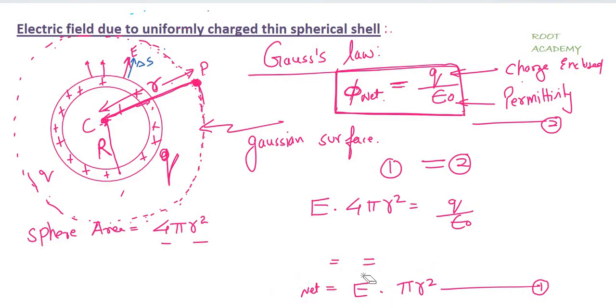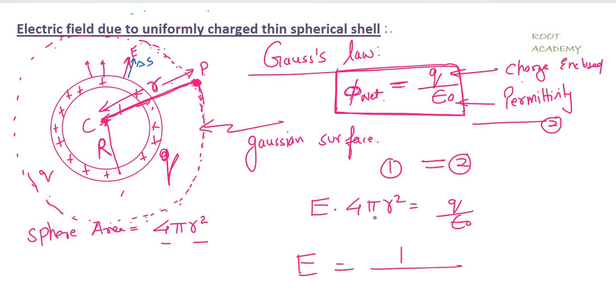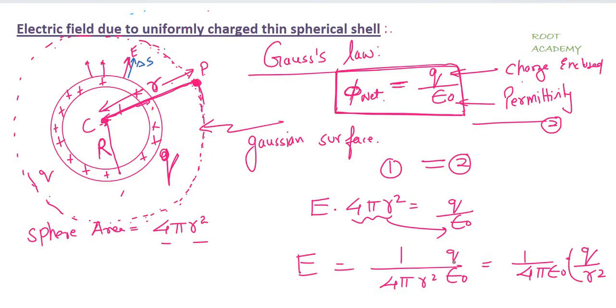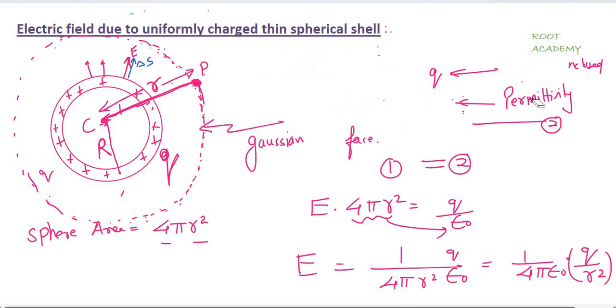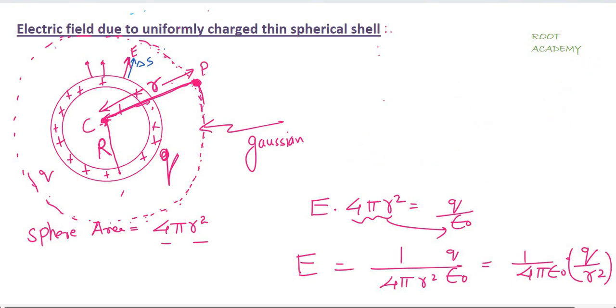And our purpose is to calculate E. So what will be E here? E is nothing but 1 upon 4 pi r square Q by epsilon naught. Or we can arrange it as 1 upon 4 pi epsilon naught Q by r square. So this is the net electric field at some distance r from the center.